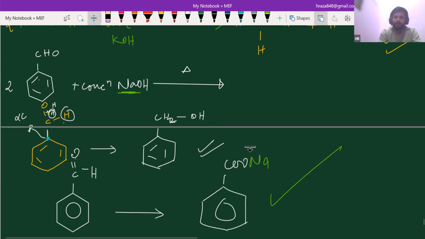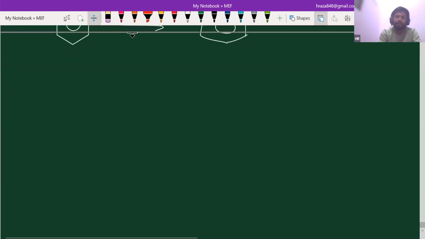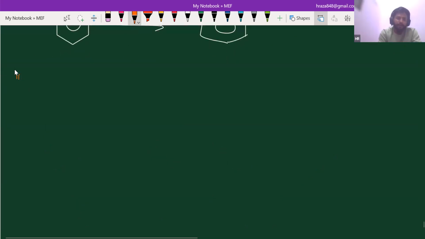Okay. So the last chemical reaction of aldehydes and ketones, the second part of this, the other reactions, are electrophilic substitution reactions.